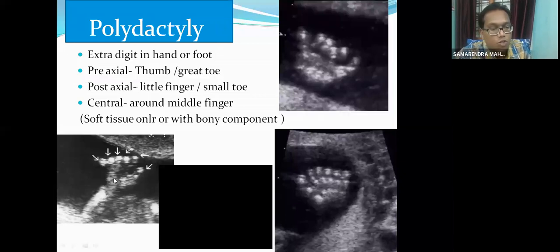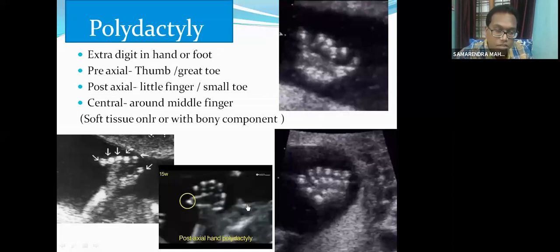So the left lower image shows 6 digits, the thumb on one side, and an extra digit lateral to the fifth finger. That means the left lower image is post-axial polydactyly. And the upper image is also polydactyly of the hand. And the lower right side image, in grayscale, is post-axial polydactyly of the foot. The great toe is seen, and after the little toe, an extra projection, which is the polydactyly on the post-axial side.